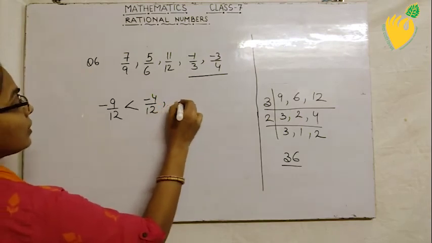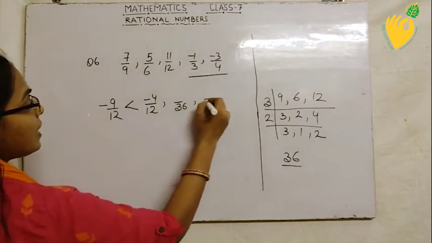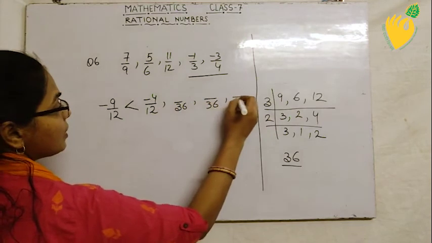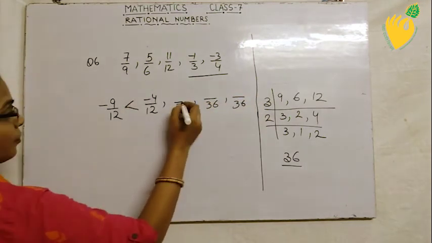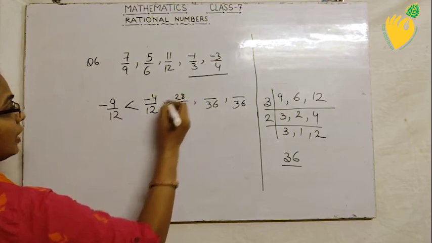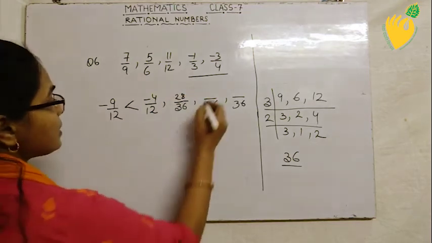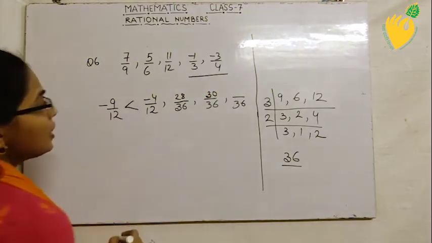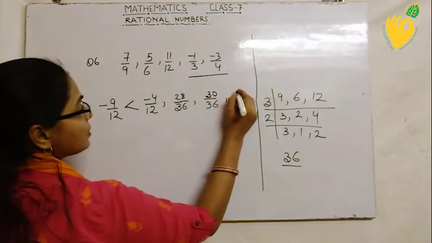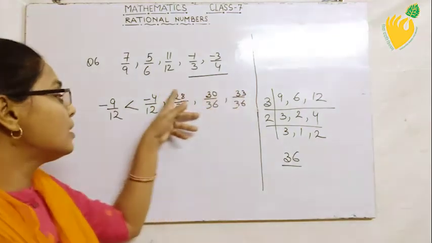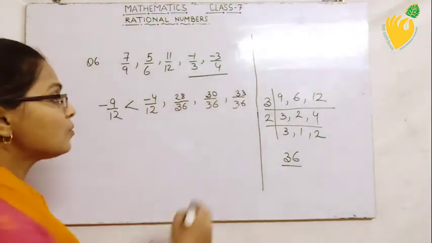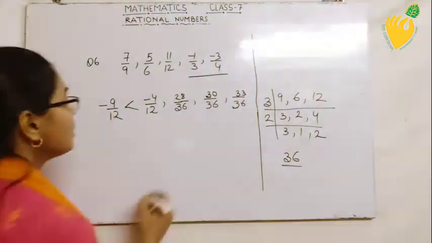Now we can write 36 as the LCM for these three positive rational numbers. 9 4s are 36, 7 4s are 28; 6 6s are 36 and 6 5s are 30; 12 3s are 36 and 11 3s are 33. Now we have to decide among all these three numbers which one is the smallest.